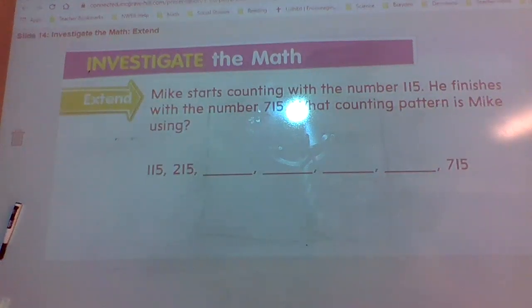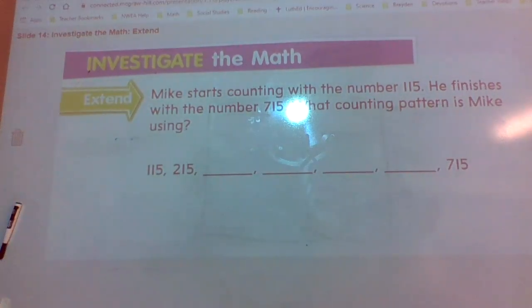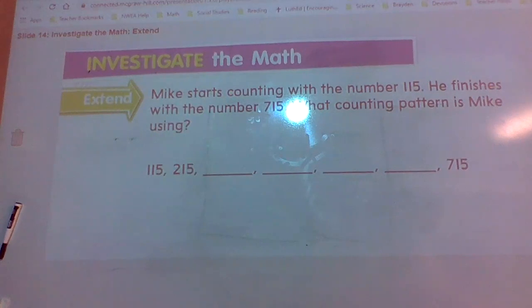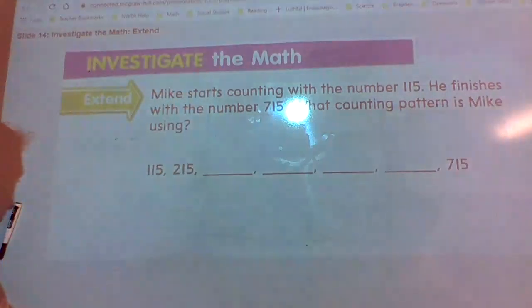Now here's where it gets a little trickier, but we've done this on our morning work, okay? So this shouldn't be new. Mike starts counting with the number 115 and he finishes with the number 715. What counting pattern is Mike using? So we have to decide what he is counting by, and we can look at our places. So we look at our hundreds place, our tens place, and our ones place to decide what our pattern is in order to help us figure out what goes here. In this case, if you look at your ones place, remember that's the far right-hand side, those are all the same number. So we're probably not counting in the ones, okay?